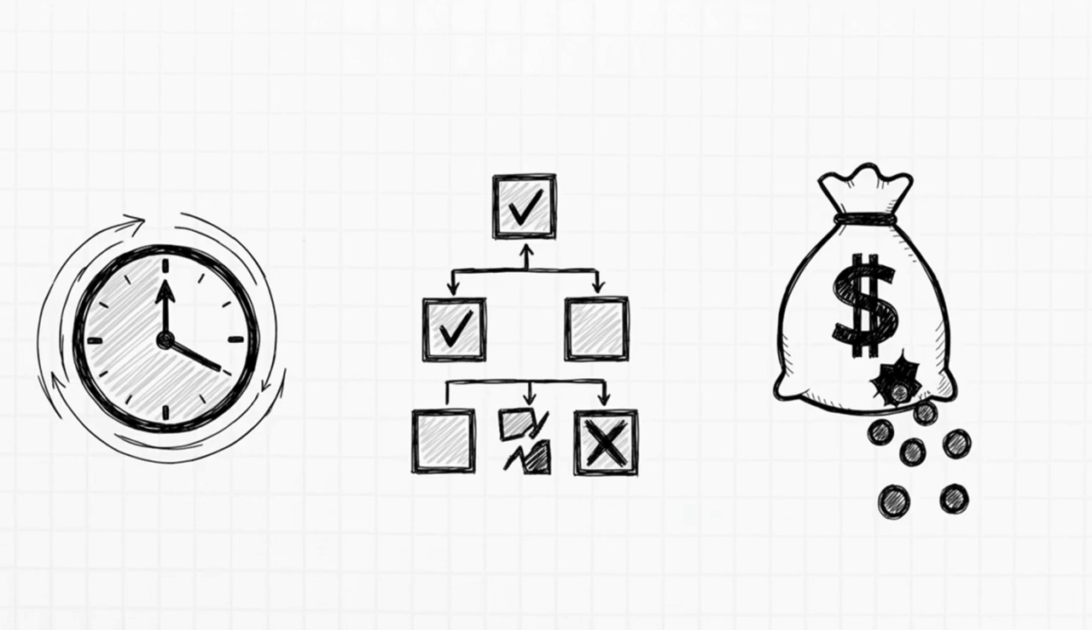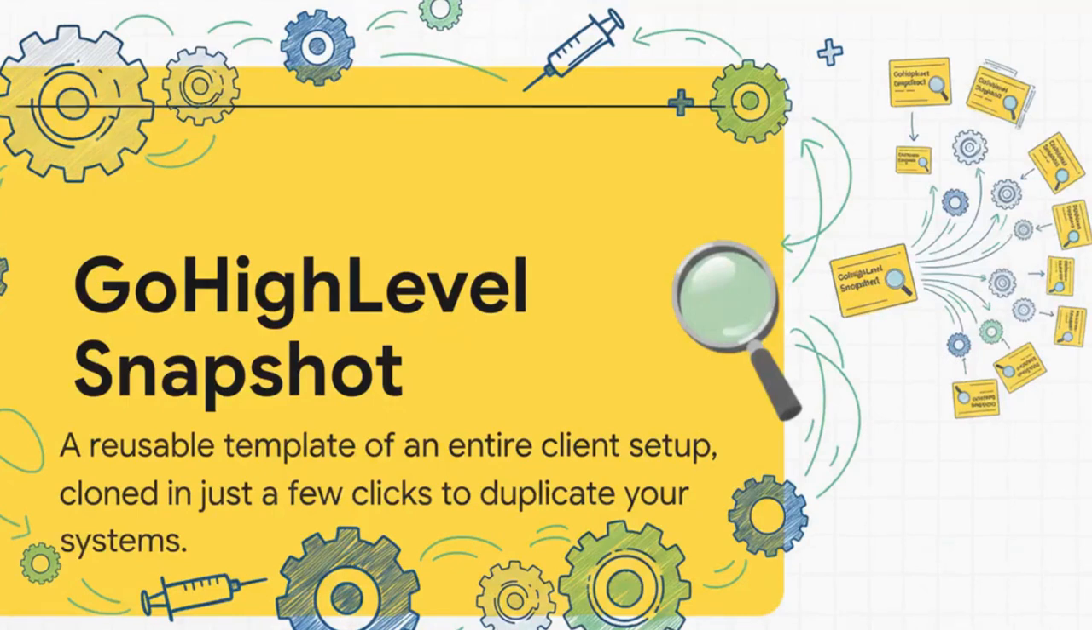But that manual work, it's a total profit killer. We're talking hours and hours of building the same funnels, the same workflows over and over again. Not only is it slow, but it's a recipe for inconsistency. One person forgets one tiny step and boom, your client's results suffer and your reputation takes a hit. That's money right out of your pocket. Okay, so how do we fix this mess?